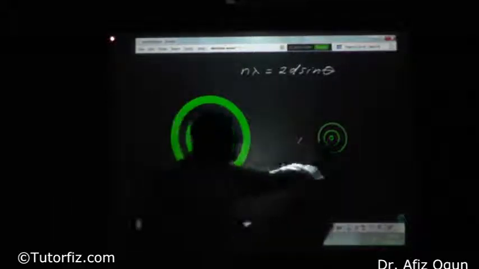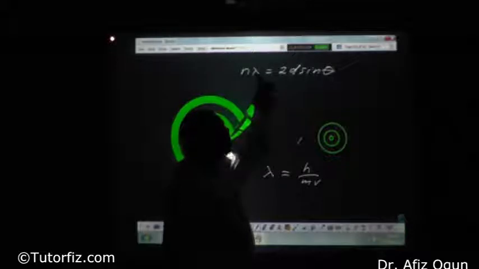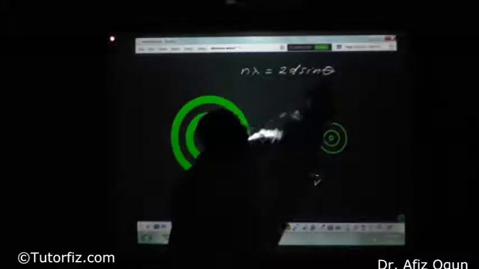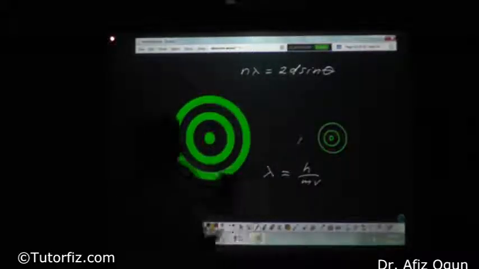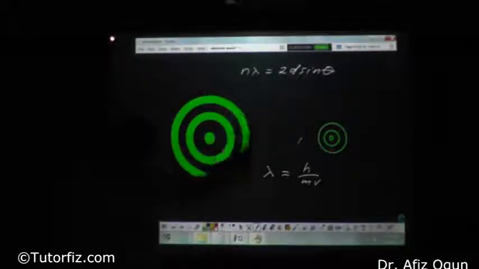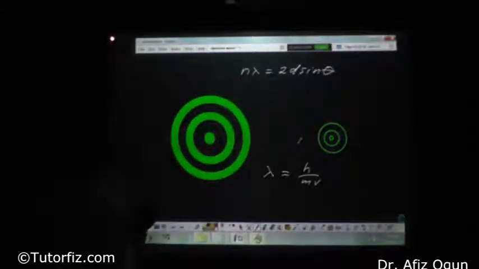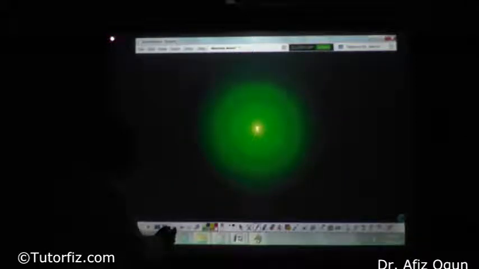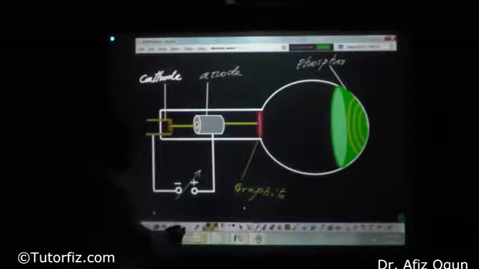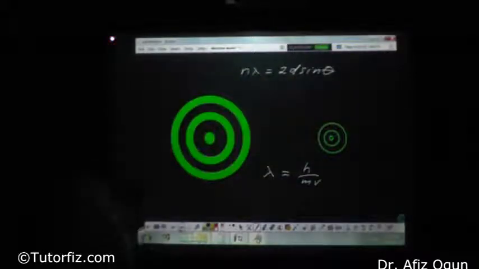Again, when we increase the speed of the electron, what happens? The pattern shrinks because lambda has reduced. We increase this, the wavelength reduces. If the wavelength reduces, therefore sine theta also reduces. The pattern shrinks together. But this is the pattern we see on the phosphor screen at the end of the tube there. That is what we have seen, the circular arrangement.